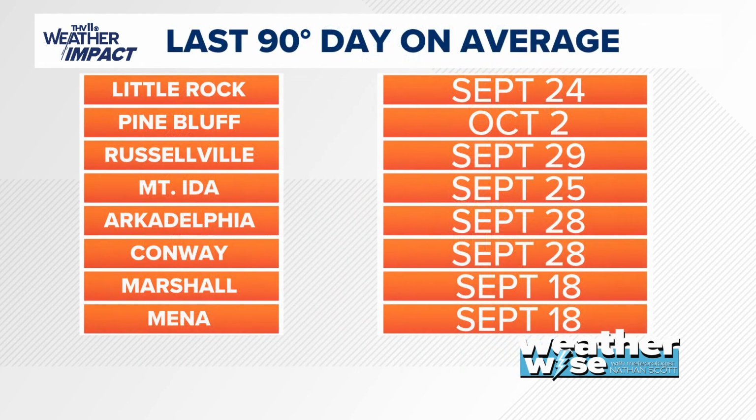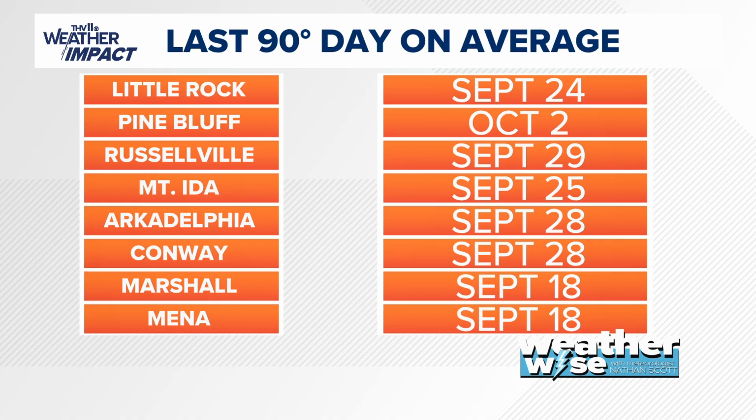So when do we typically have the last 90-degree day on average across some cities here in the state? Little Rock usually happens September 24th. Pine Bluff takes a little bit longer, October 2nd. And then Mount Ida, it's about September 25th. Arkadelphia, September 28th. More of the same, Conway. Marshall, September 18th. And Mena, also September 18th.